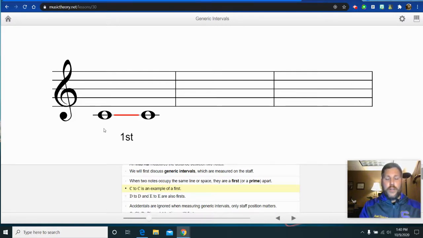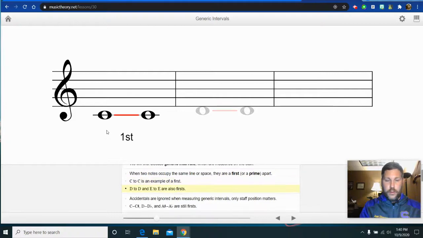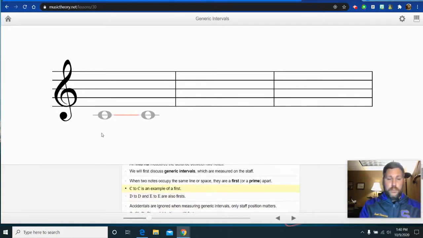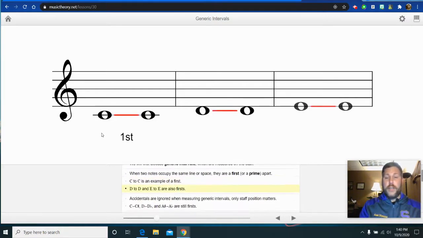And what we're going to see here in a second, I'll go ahead and show you. Right here, you see there's a C and a C sharp. Obviously, that's not a unison, but it's still an interval of a first or a prime. So we've got C to C, D to D, E to E, just other examples. You can do that anywhere on the staff. It doesn't have to be treble. It can be bass. It can be way up here, anywhere on the staff.